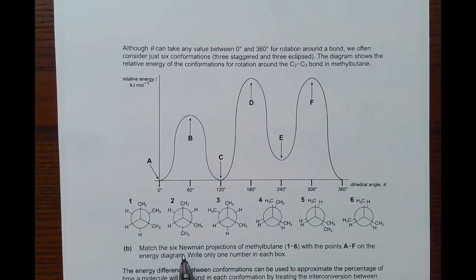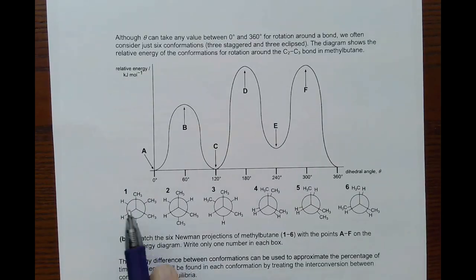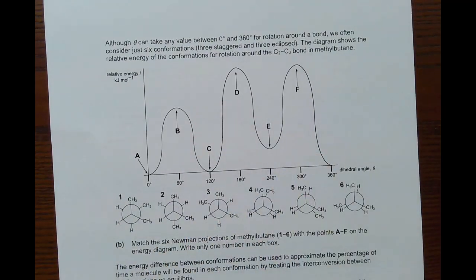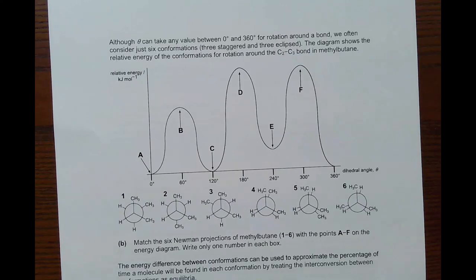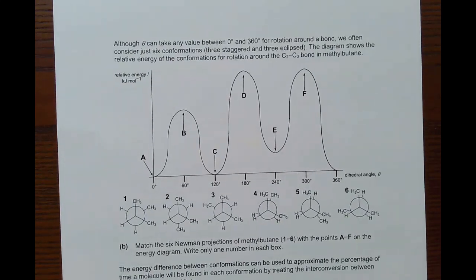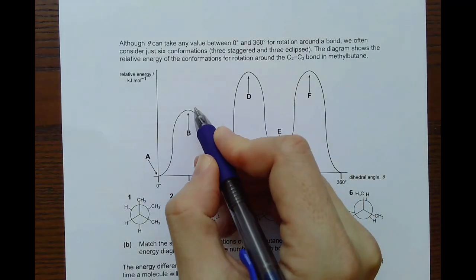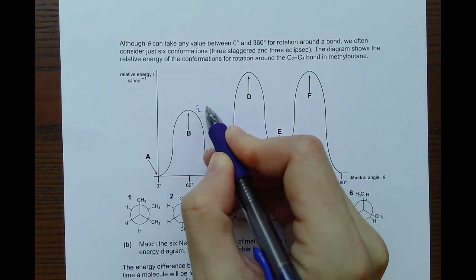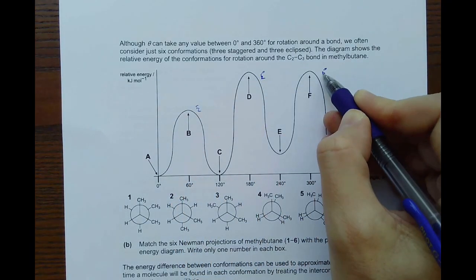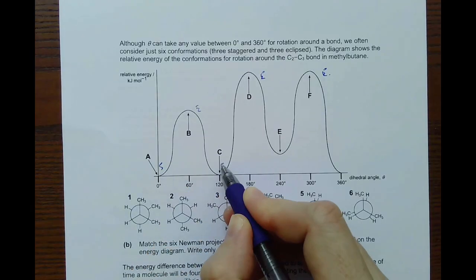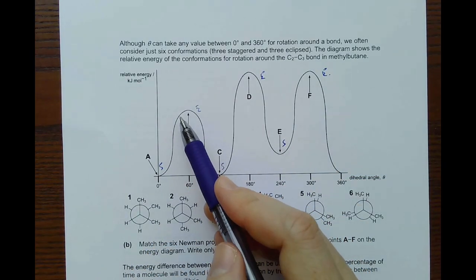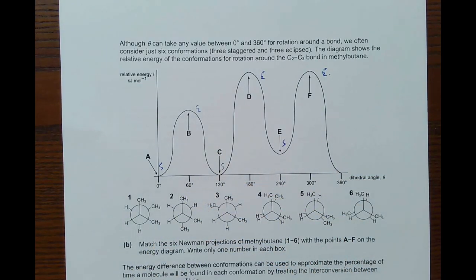Match the 6 Newman projections of methylbutane, 1 to 6, with the points A to F on the graph. Write only one number in each box. Now, the first thing to do is we know already that this is going to be eclipsed, eclipsed, eclipsed, and this is going to be staggered, staggered, staggered, because it's always an energy maximum when you're eclipsed and it's always an energy minimum when you're staggered.